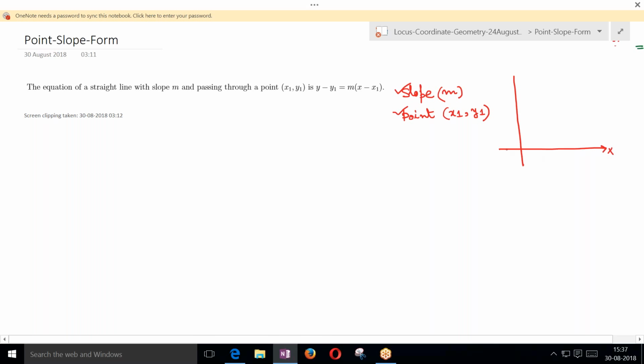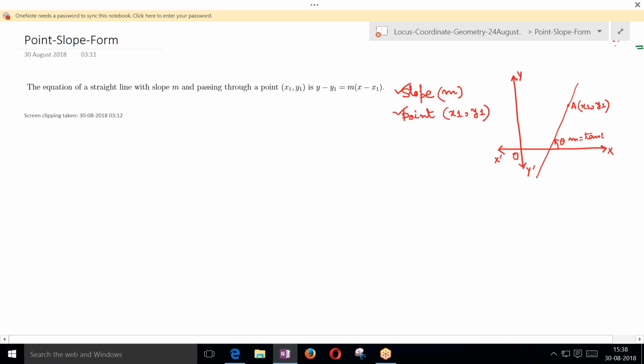So this is the positive direction of the x-axis, this is the negative direction of the x-axis, this is the positive direction of the y-axis, this is the negative direction of the y-axis, and this is the origin. Suppose the straight line is passing through a fixed point. What is the fixed point? That fixed point, suppose it is A, and it is passing through the point (x1, y1), and if it makes an angle theta with the positive direction of the x-axis, that means its slope is known to us.